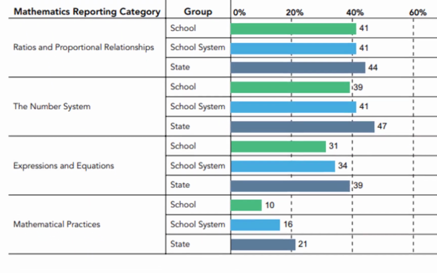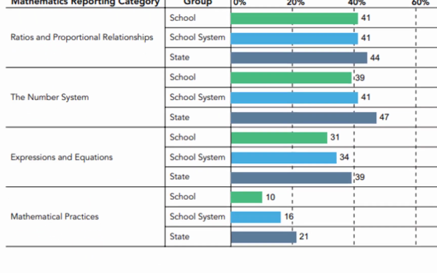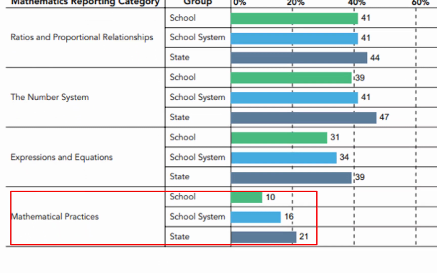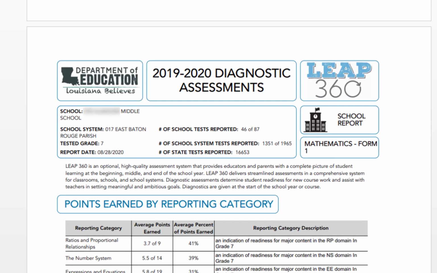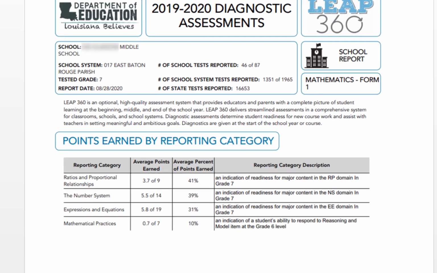And then remember the mathematical practices, that's the one that the teacher scores in educator scoring. So the students at that school on average scored 10% correct. And the school system was 16% and the state was 21%. Now, remember, this is your bar graph. If you go to the table form, it breaks down into points. See right here the points?